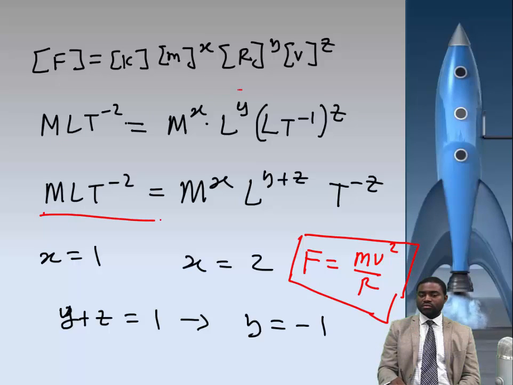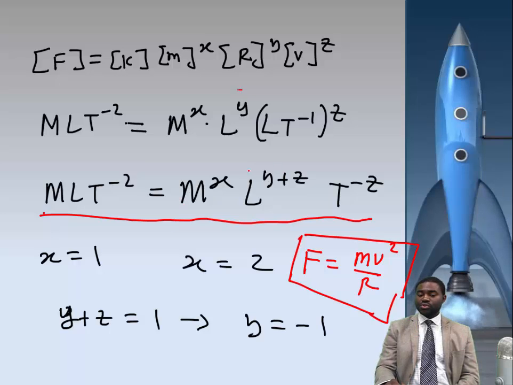For this equation to be correct, the terms on the right-hand side must balance the terms on the left-hand side. What do I mean by that? For the right-hand side to be equal to the left-hand side, the corresponding exponents must be the same. The exponent for M here is 1. The exponent for L is 1. The exponent for M here is what? X. Therefore, x must be equal to what? 1.